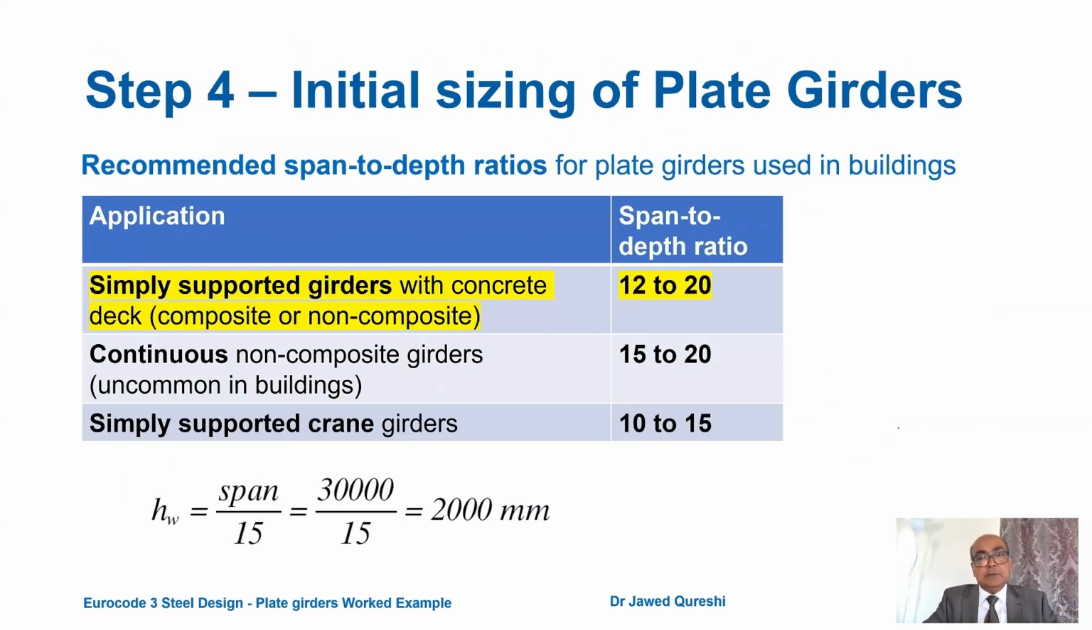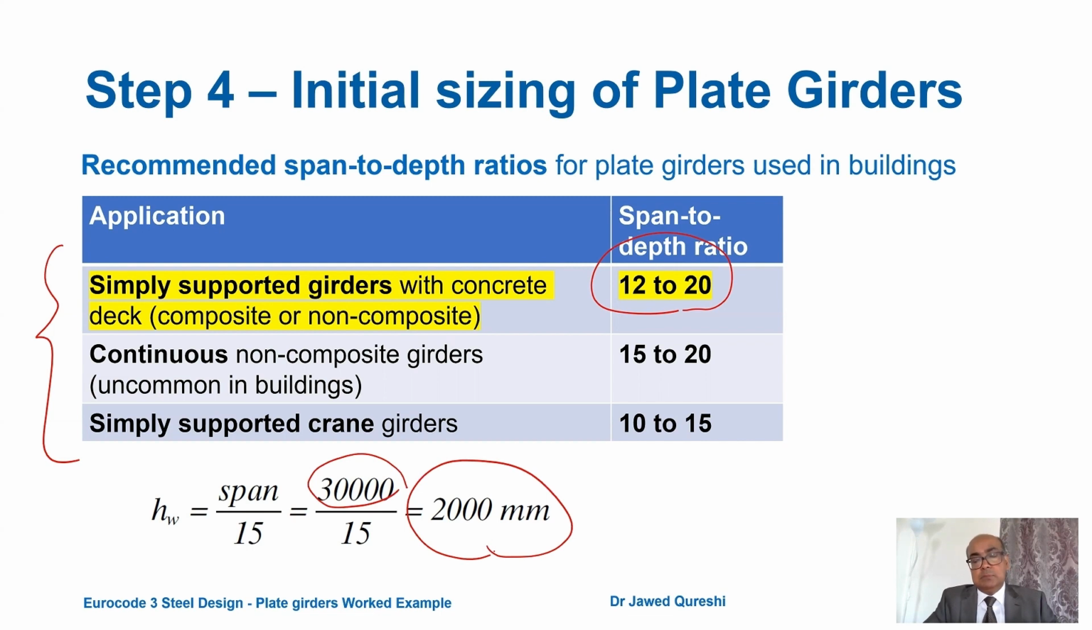The recommended span to depth ratios for buildings are these, and our plate girder is a simply supported plate girder. Span to depth ratio is between 12 and 20, and I am choosing here span over 15. Our span is 30 meters or 30,000 millimeters. If I divide it by 15, I get 2,000 millimeters or 2 meters of depth of web.